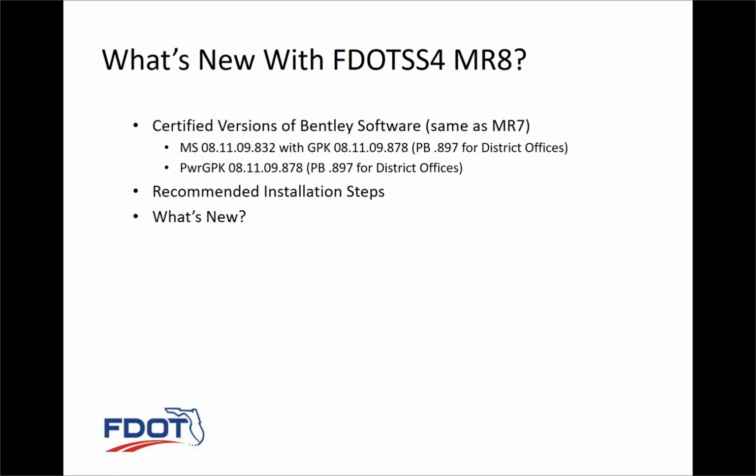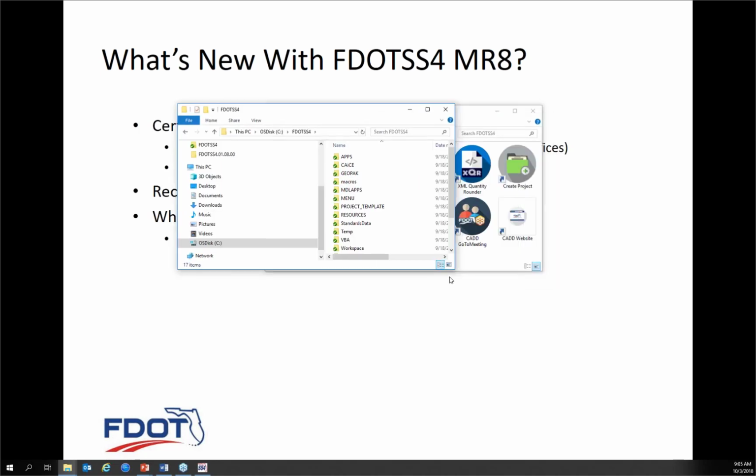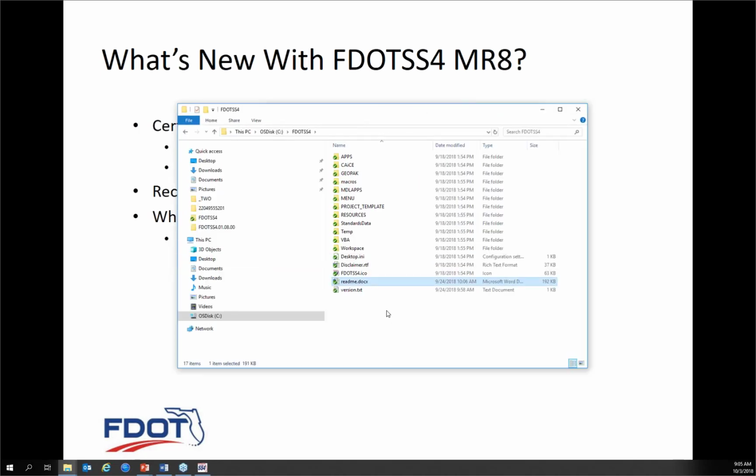So what's new? That's why you're here, right? All of the what's new information can be found in the readme.docx. I'll show you where that is. After you do your installation, that README file is going to be located directly in the FDOTSS4 folder for a standalone workstation on your C drive. For a server installation, it will be located on the server in that FDOTSS4 folder.